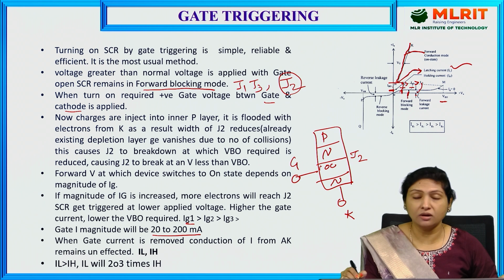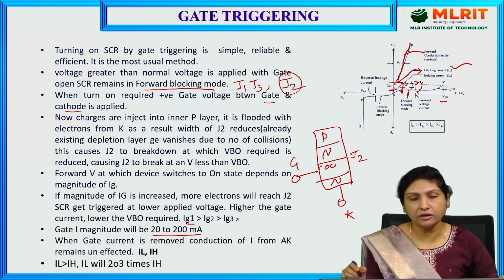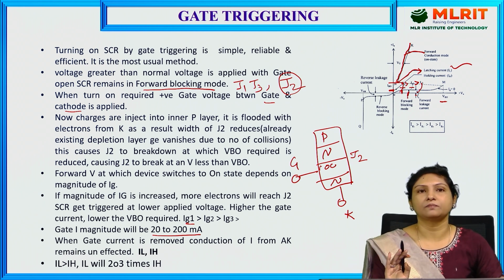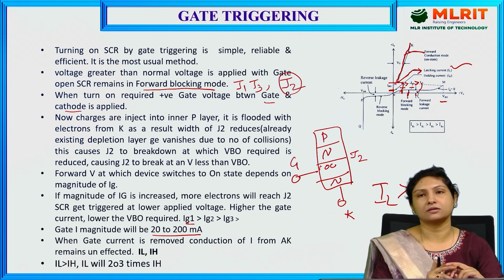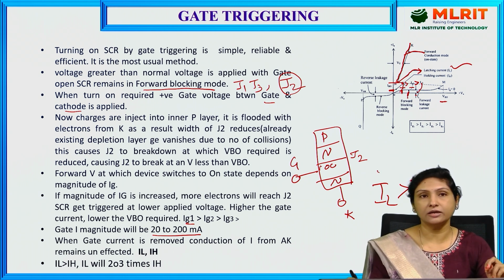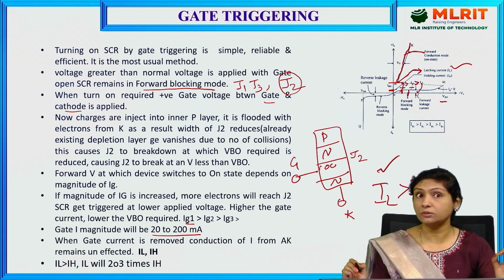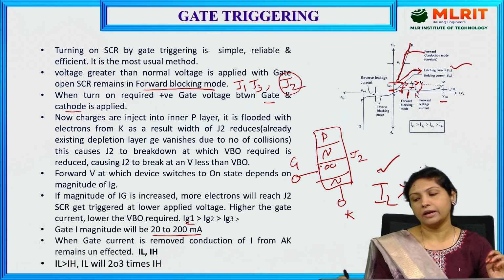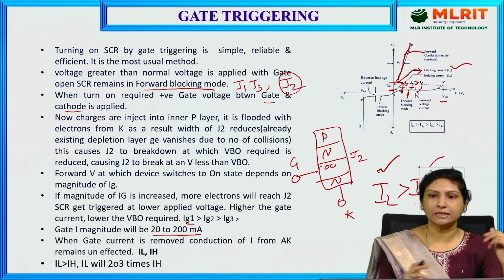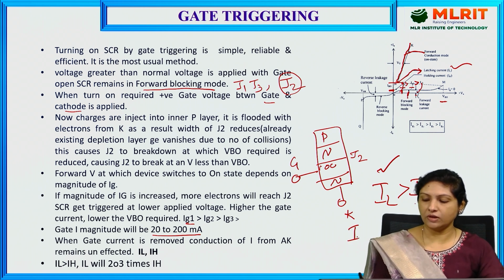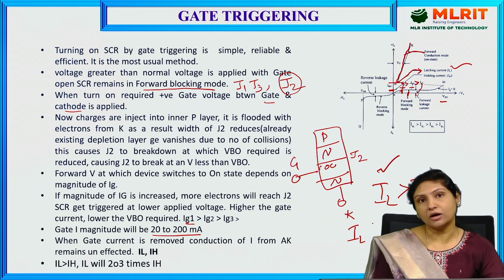And below, reducing the current below that of the holding current turns off the SCR. Always, the latching current will be greater than the holding current in practice, because latching current is associated with the turn on process, whereas holding current is associated with the turn off process. Usually the latching current will be 2 to 3 times the holding current. So latching current is greater than the holding current.